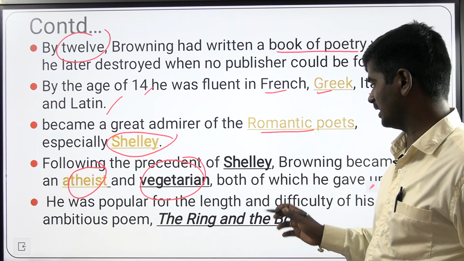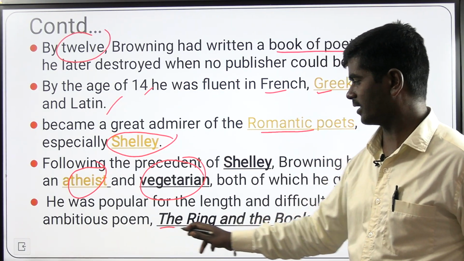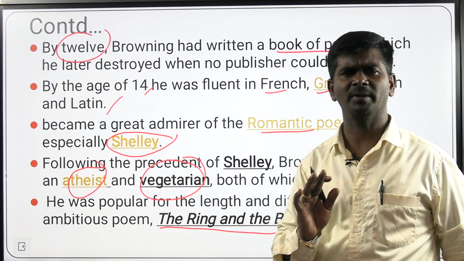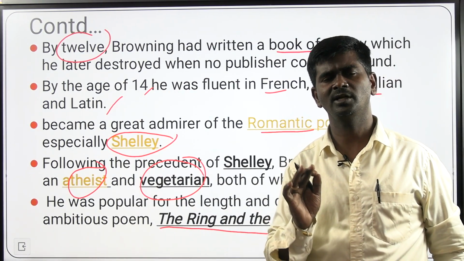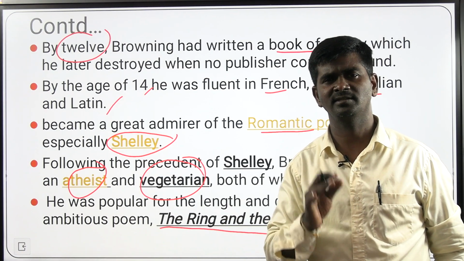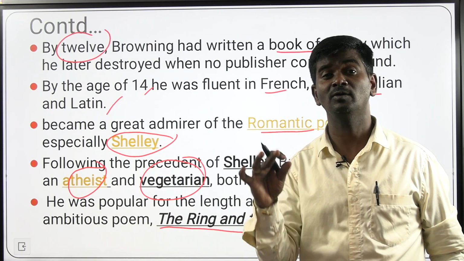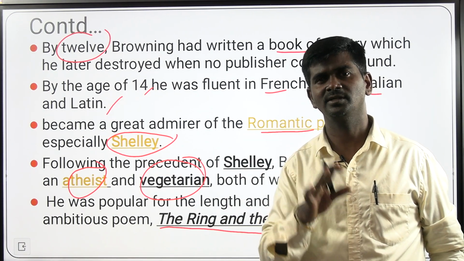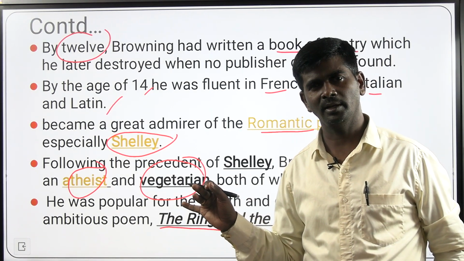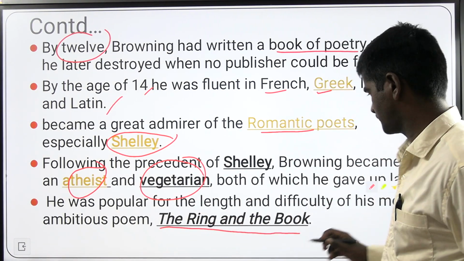He was popular for the long and difficult poem, The Ring and the Book, a very popular epic. This epic is composed in not less than 20,000 lines. Okay, 20,000 lines. The longest epic in English literature.